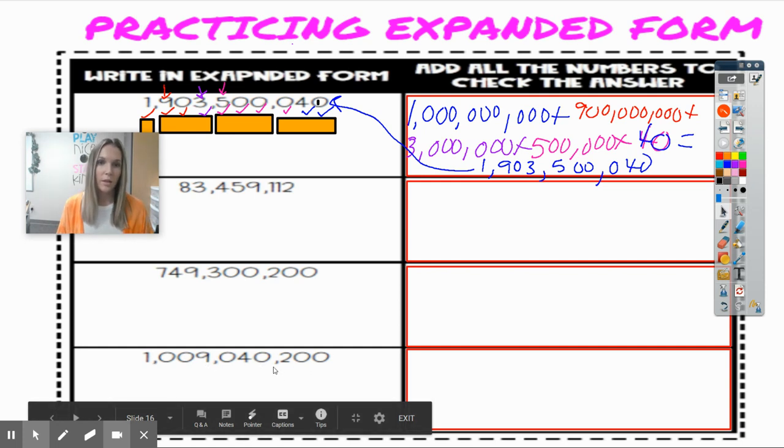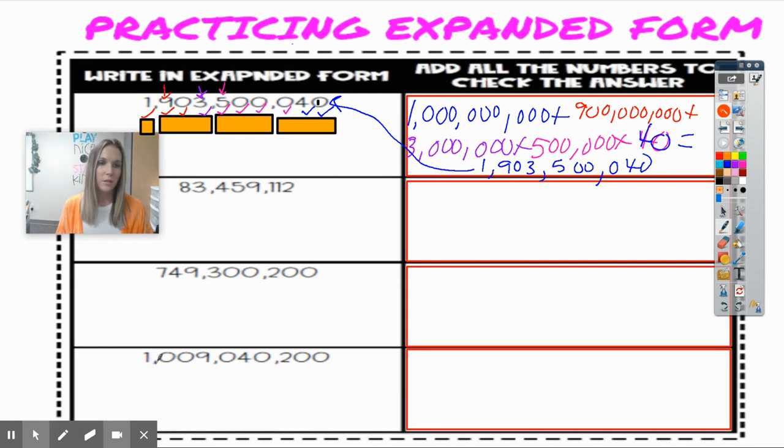So we've got our thousands period, our millions period, and our billions period. Okay, so I'm going to read this number. 1 billion. Let's look at this three digits. That's just a nine. 1,009,000,000. Okay, look at this three digits. It's just a 40 right there. I can see it. So 40,200. I'm going to read that again. 1,009,040,200. Okay, I'm going to write this one out in expanded form.